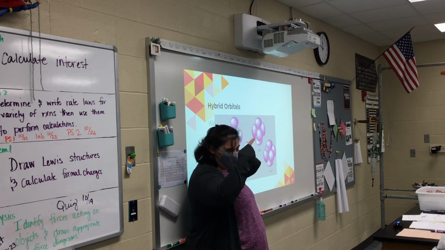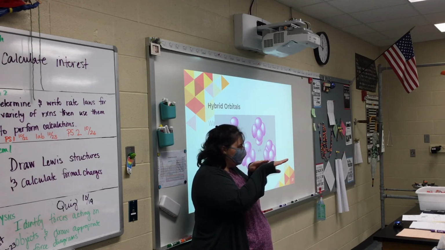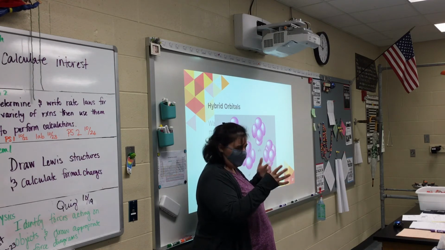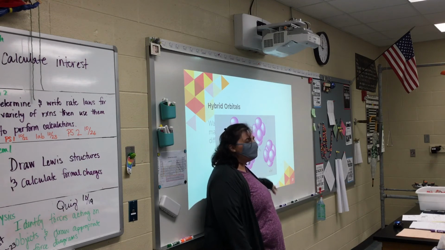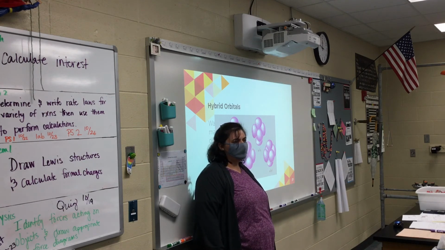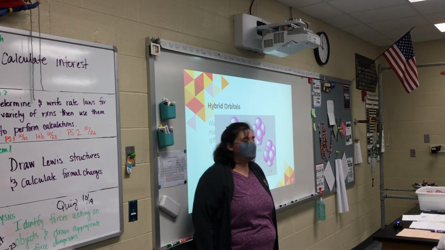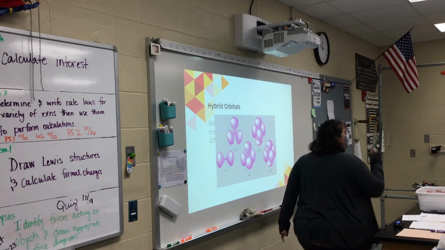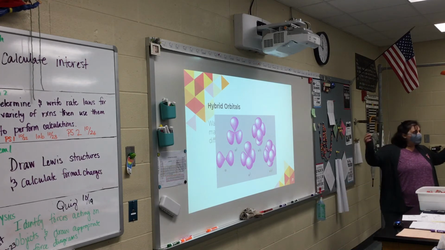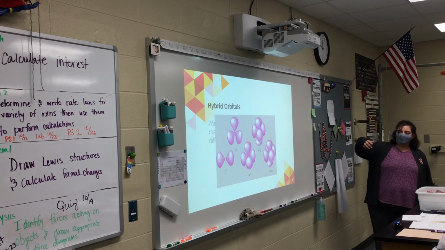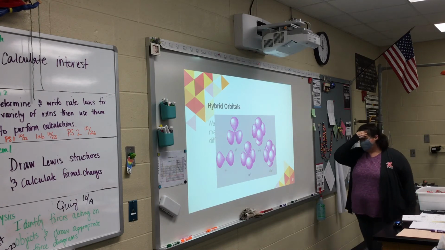Are we seeing the connection? 4 electron-rich regions, sp3 hybridized, that's tetrahedral. 5 electron-rich regions, that's trigonal bipyramidal, sp3d. And 6 electron-rich regions is octahedral, and that is sp3d2.